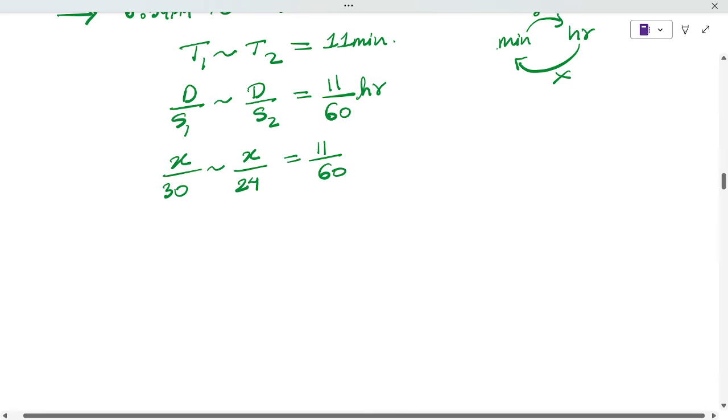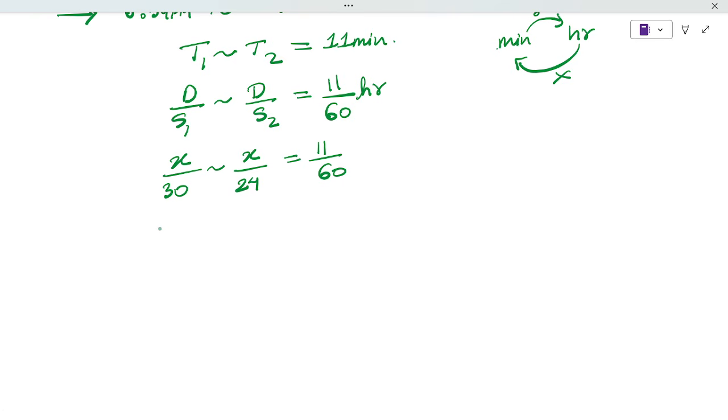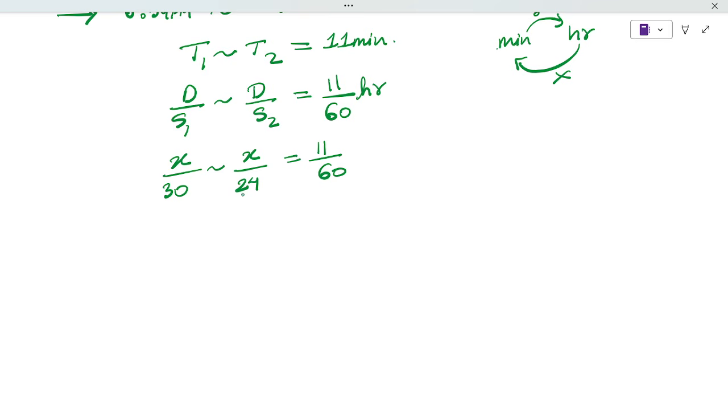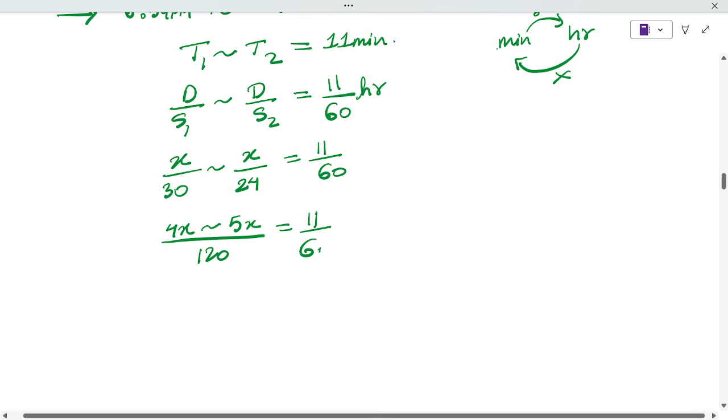Now here, LCM of 30 and 24 is what? Since the bigger number is 30, we take multiples of 30. So 30 ones are 30, 30 twos are 60, 30 threes are 90 and so on. Is 30 divisible by 24? No. Is 60 divisible by 24? No. Is 90 divisible by 24? No. Is 120 divisible by 24? Yes, 24 5 times. So LCM is 120. 30 4 times, that means 4 into x will give us 4x. 24 into 5 times, that means 5 into x will give us 5x, is equal to 11 by 60.